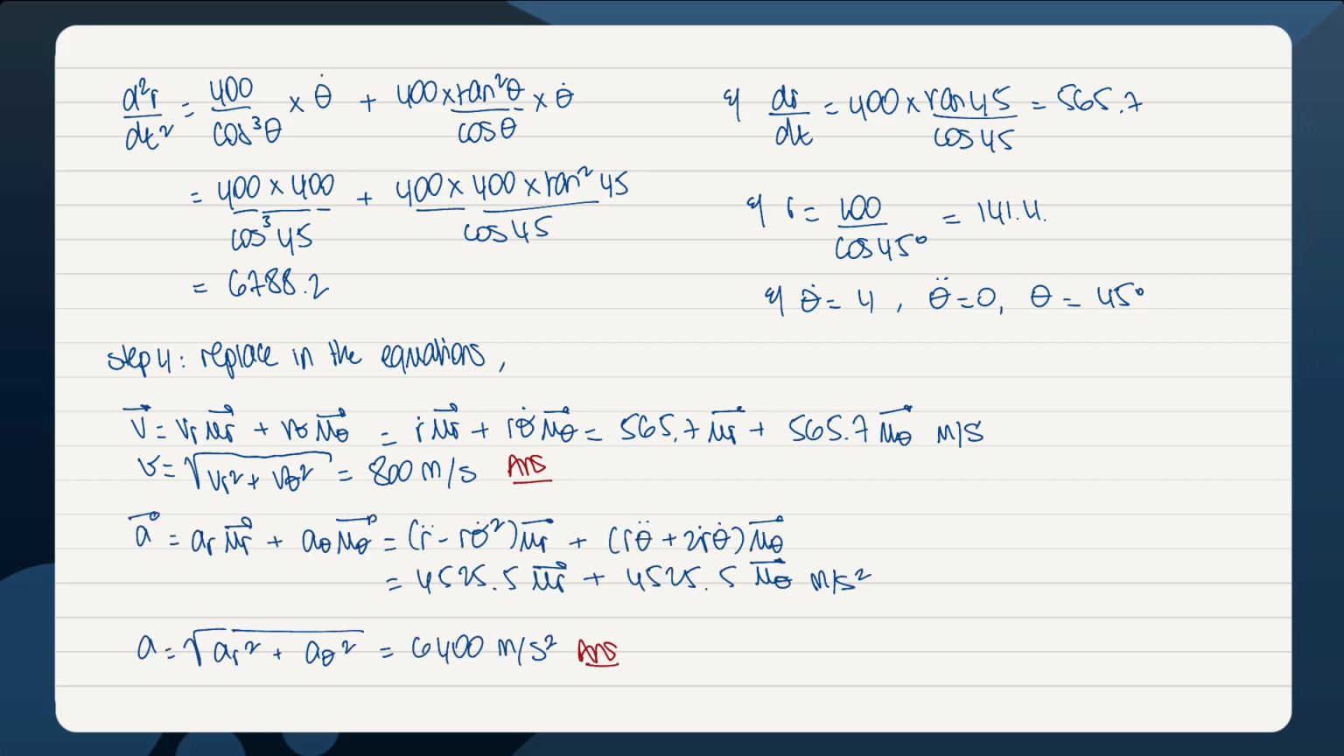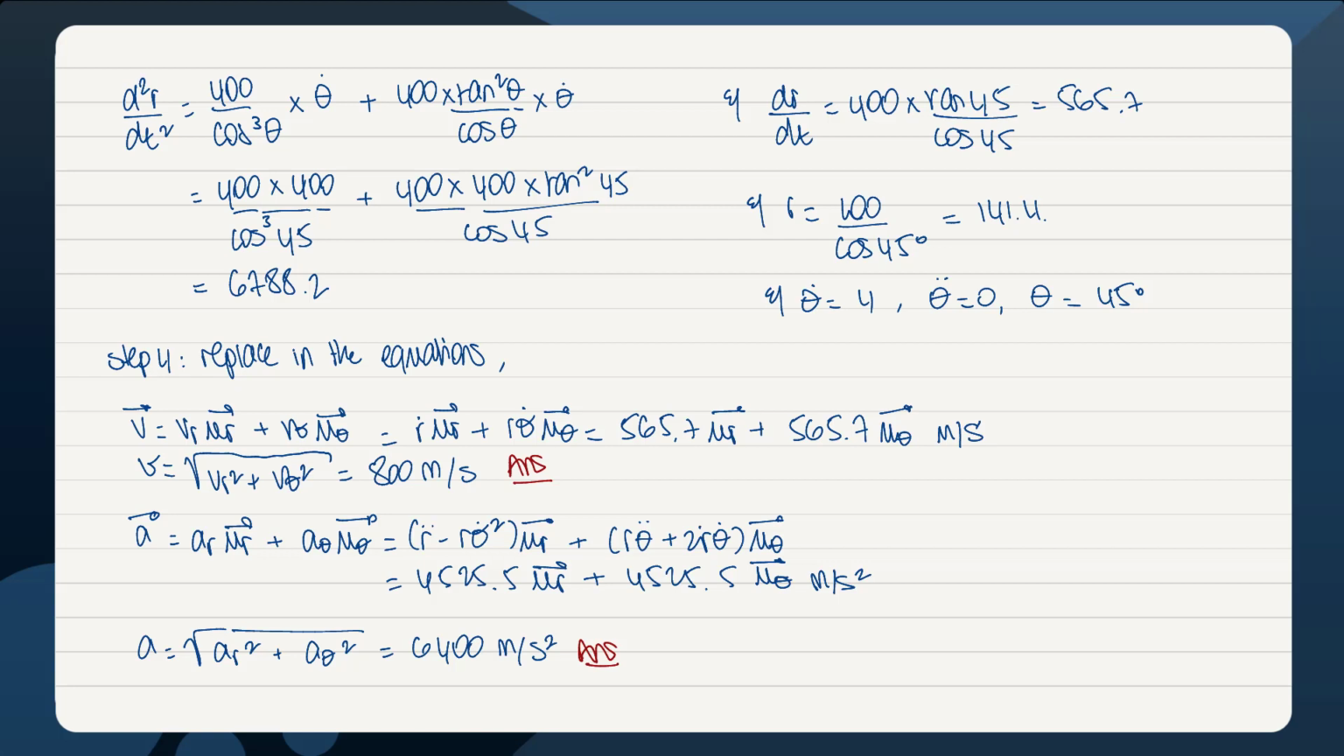Similarly for a, which is equal to ar ur plus a theta u theta, replacing the variables ar and a theta by their respective expressions, and the variables r double dot, r dot, theta dot, and theta double dot with their values, we end up with a equal to 4525.5 ur plus 4525.5 u theta. To compute the magnitude of a, we simply take the square root again, which gives us a equal to 6,400 meters per second squared.